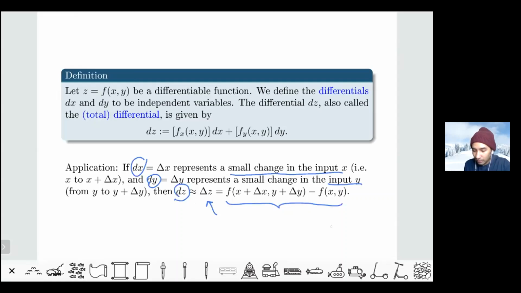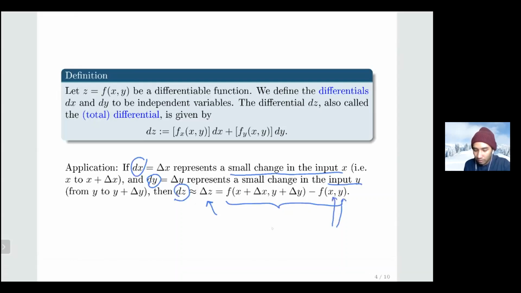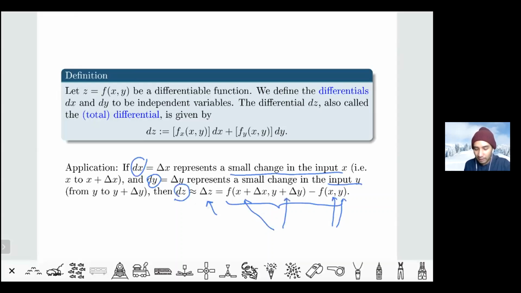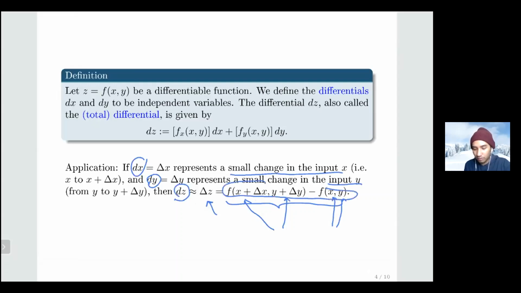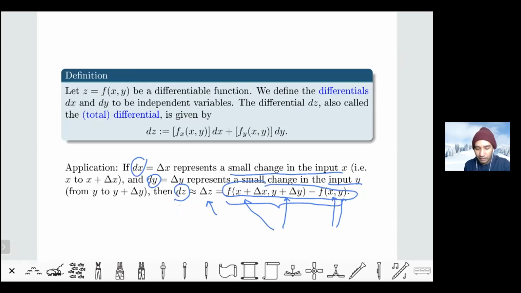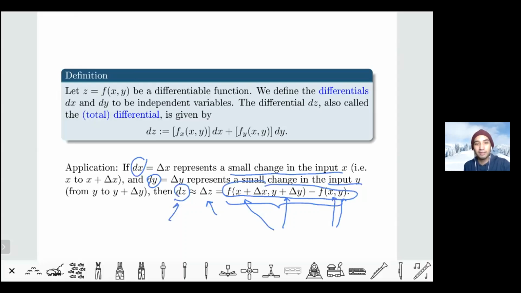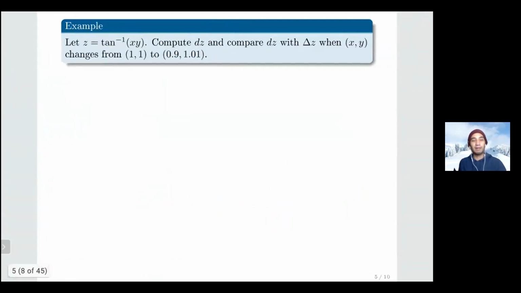No? So ito yung original input mo, x and y. Ito yung new input, x plus delta x, y plus delta y. So yung delta z is the change in the output. And dz is an approximation. So siguro mas maganda kung may example tayo para makita natin kung ano yung mga sinasabi ko. Halimbawa, let z be equal to tangent inverse xy. Let's compute dz and compare dz with delta z when xy changes from 1, 1 to 0.9, 1.01.